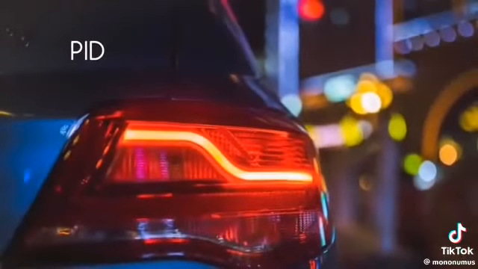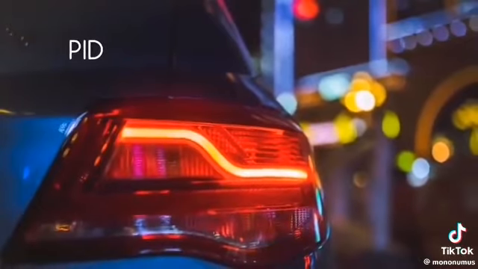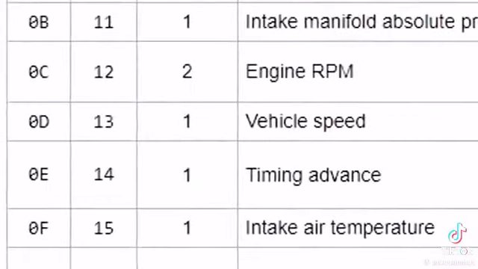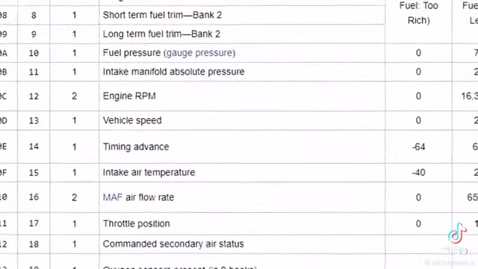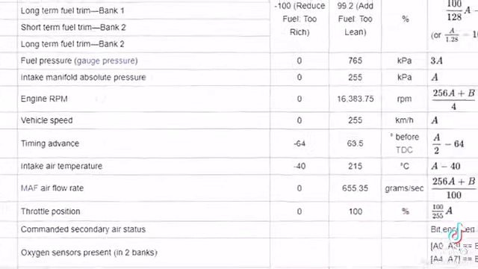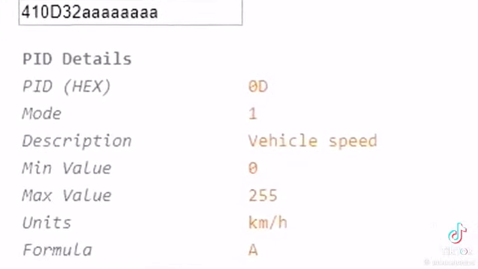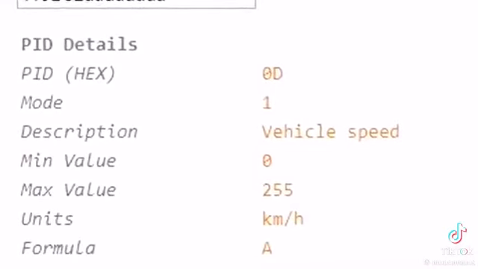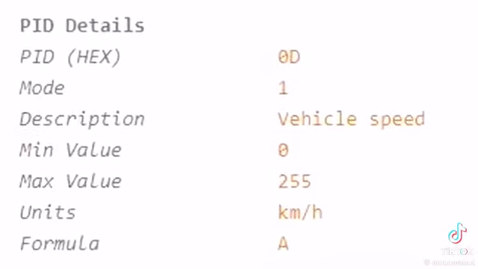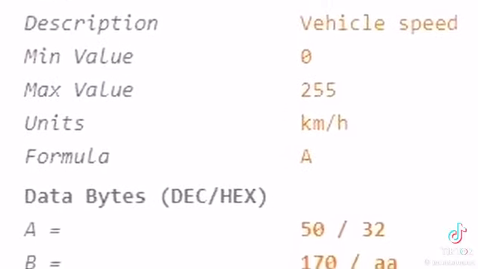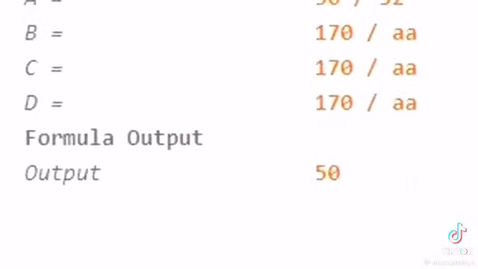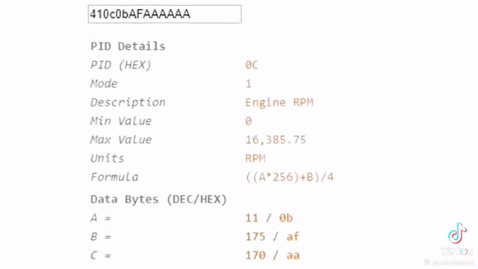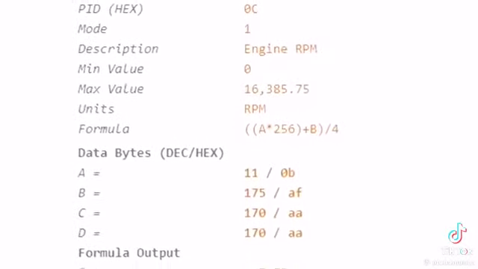PID. For each mode, a list of standard PIDs exists, for example 0D for vehicle speed. For the full list, check out the aforementioned Wikipedia OBD2 PID overview. Each PID has a description, and some have a specified minimum, maximum, and conversion formula. The formula for speed is simply A, meaning that the A data byte, which is in hex, is converted to decimal to get the kilometers per hour value. For RPM, PID 0C, the formula is (256 times A plus B) divided by 4.